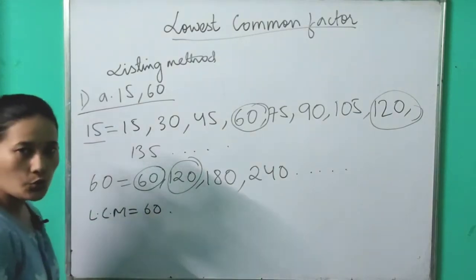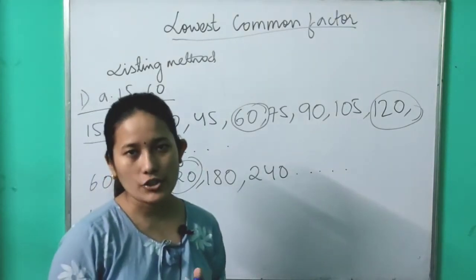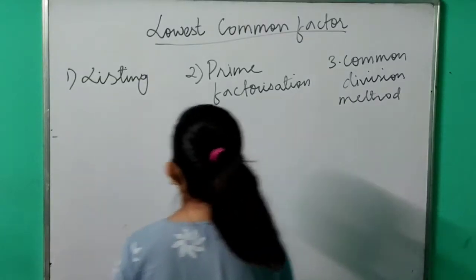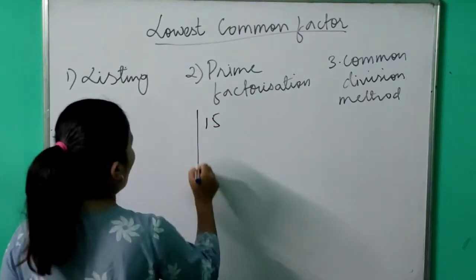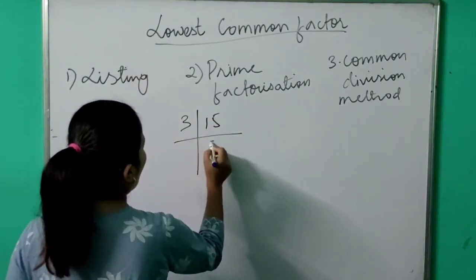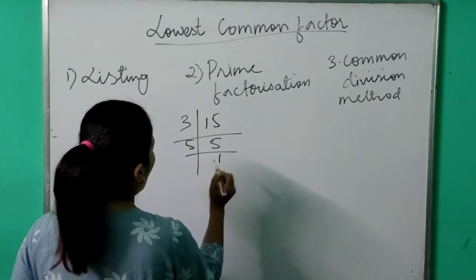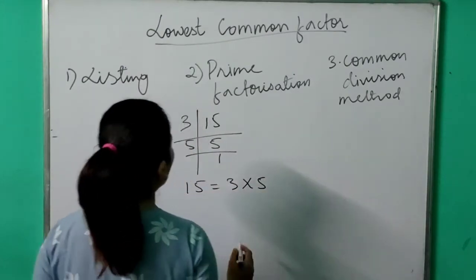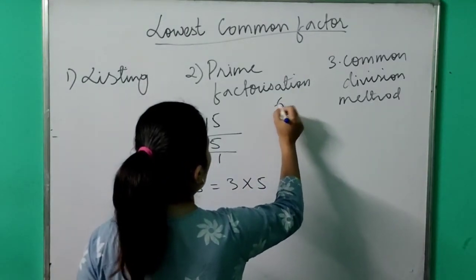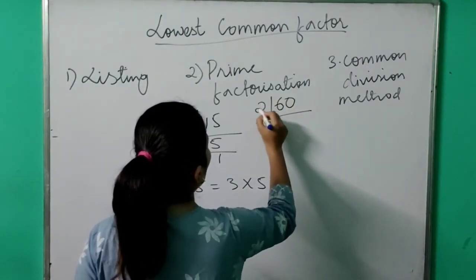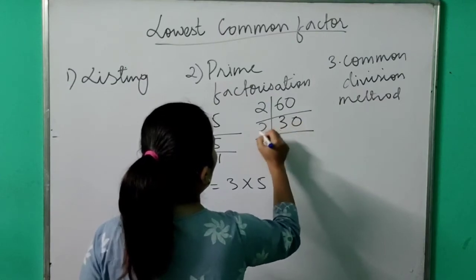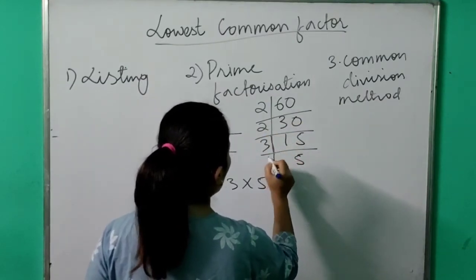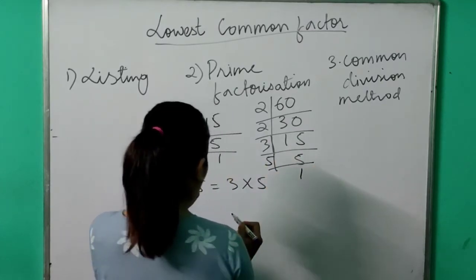Next I'll show you using the prime factorization method. You have to find the prime factors of both numbers. First 15: 3 5s are 15, 5 1s are 5, so the prime factors of 15 are 3 and 5, right? Now similarly for 60: 2 30s are 60, 2 15s are 30, 3 5s are 15, 5 1s are 5, right?